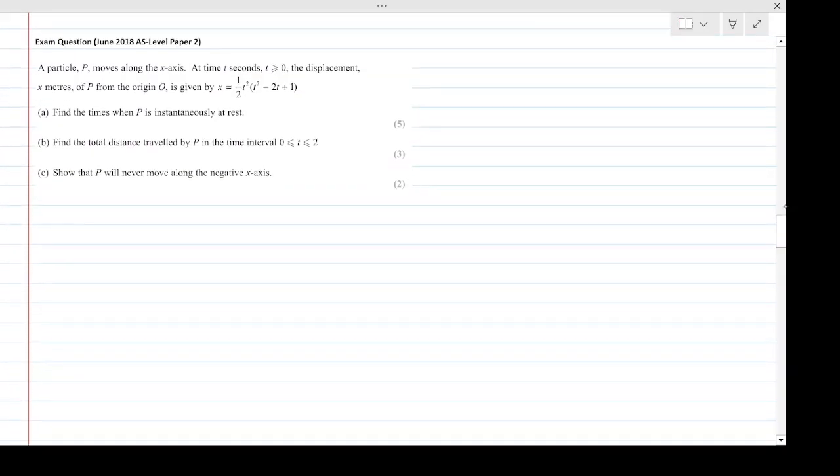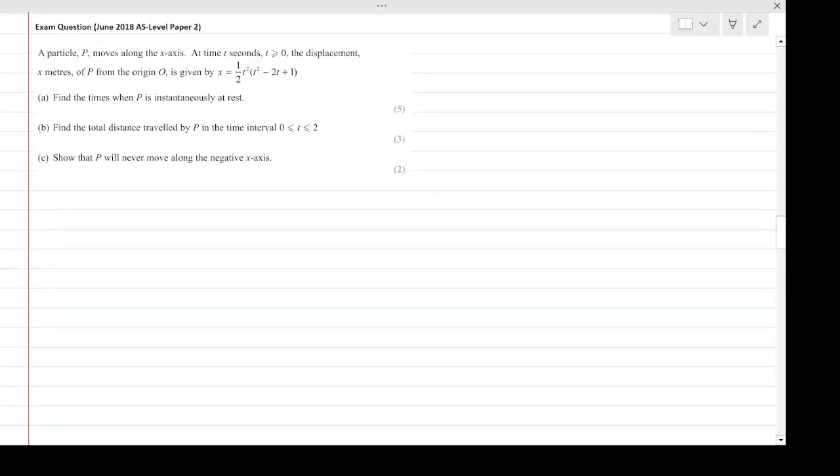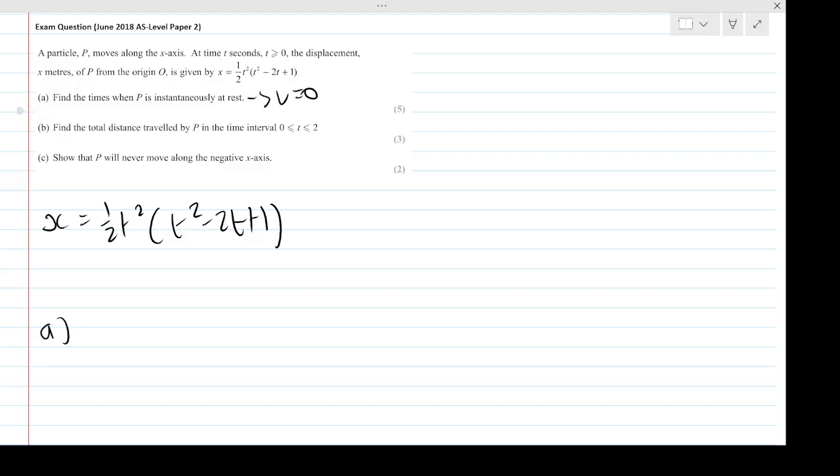Okay, we're going to finish off with this question, which I think is probably the hardest one, for not many marks either. But anyway, a particle P moves along the x-axis, and the displacement is given by x is a half of t squared times (t squared minus 2t plus 1). In part A, it wants me to find the times when it's at rest. So again, that means v, the velocity, is 0.